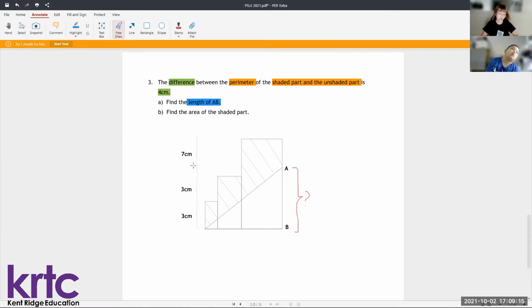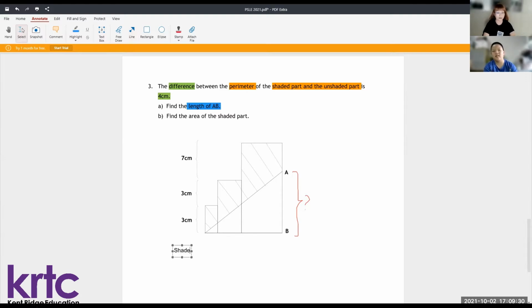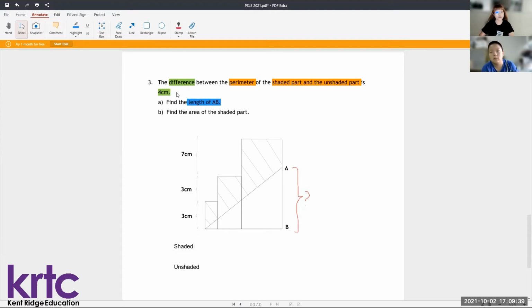Now, let's look into the perimeter in terms of the outline here. There are two lines that are repeated. Let's draw a model here: the shaded and the unshaded. Now let's look at these straight lines here. Both the shaded and the unshaded will add in this diagonal line as well. So when we draw the models, both of them will have this part here.